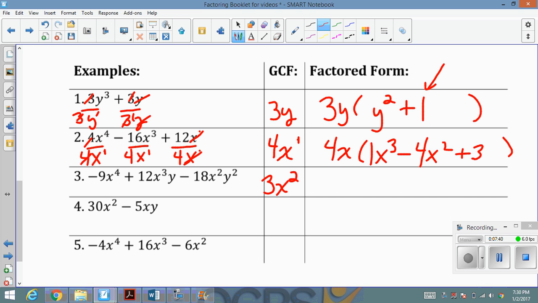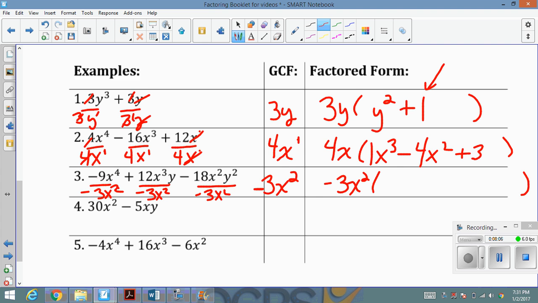The other thing I want to point out here, my leading coefficient, my first term is negative, so I'm actually going to pull out a negative 3x squared. So negative 3x squared, and to figure out what goes in the parentheses, I am going to divide each term by negative 3x squared. Notice that's going to change all my signs.